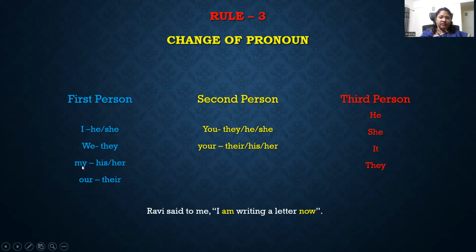And here I have mentioned some of the possessive forms of first person, mine and our. These are possessive forms of first person. And you is the second person. You can be changed into he, she, it, they. And your is the possessive form. It can be changed into their, his, and her. So possessive form can be changed into possessive form only. So these are the major changes we have to do when we are changing the direct to indirect speech, change of pronoun.